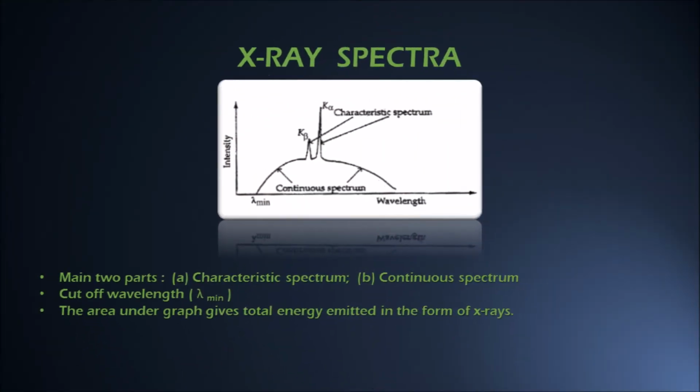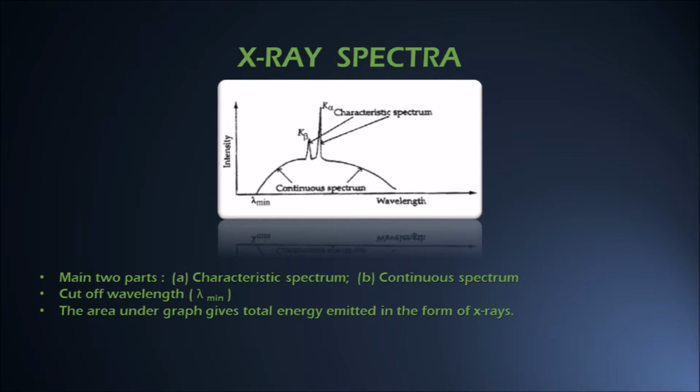Now, next point is what is meant by X-ray spectrum. It is nothing but a graphical representation of variation of intensity of X-rays with their wavelength. Intensity of X-rays is plotted along y-axis against wavelength of X-rays along x-axis. The area under the graph gives total energy emitted in the form of X-rays.